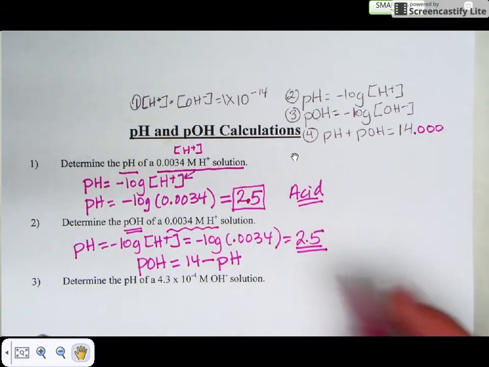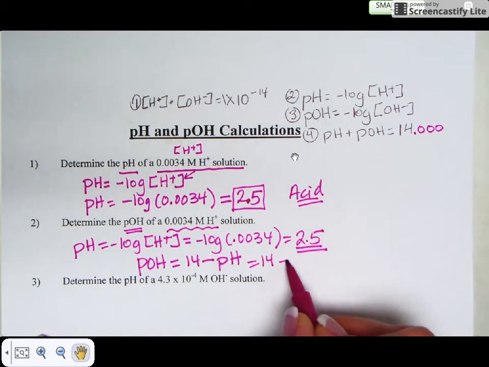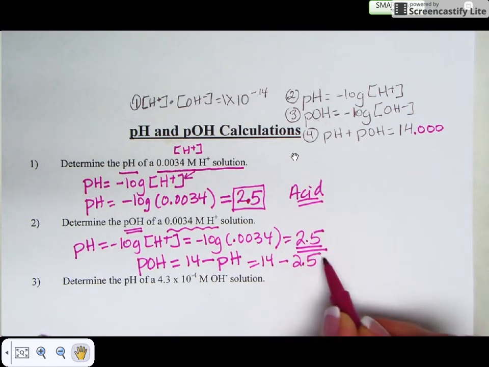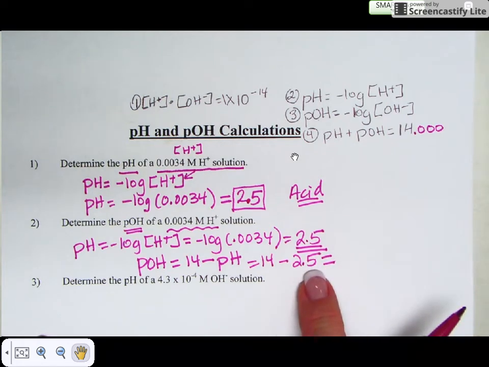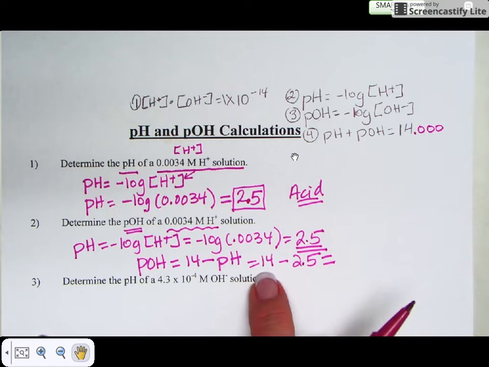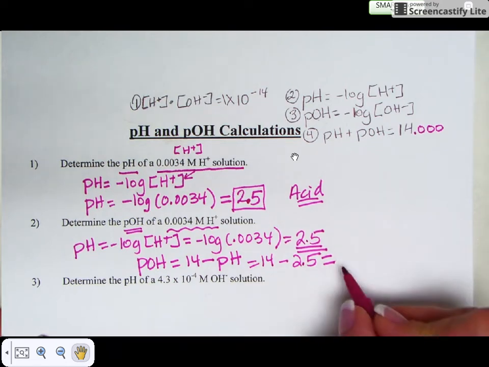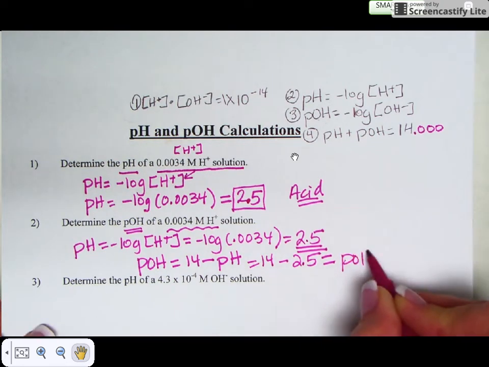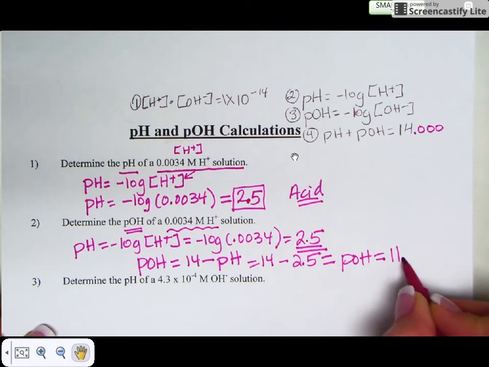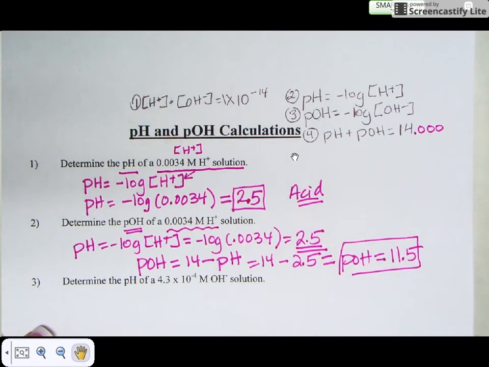14 minus the pH. So 14 minus 2.5. And since when we add and subtract, we go with least decimal places, this has one decimal place. And remember this 14, because it's part of the formula, has unlimited decimal places. So we say 14 minus 2.5, and we're going to get a pOH equal to 11.5. So that will be your final answer on number 2.